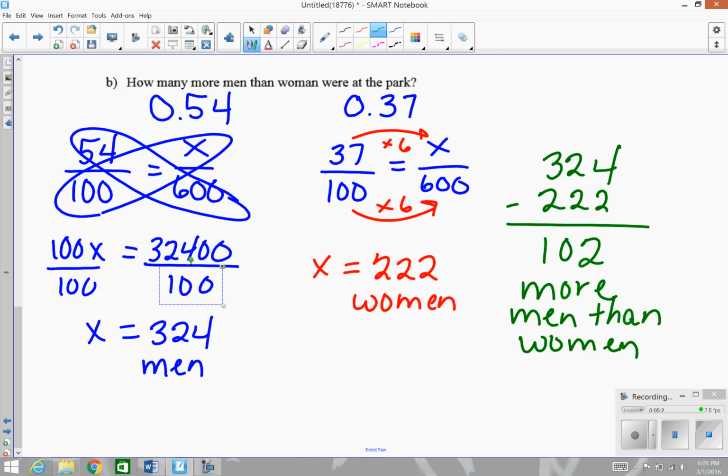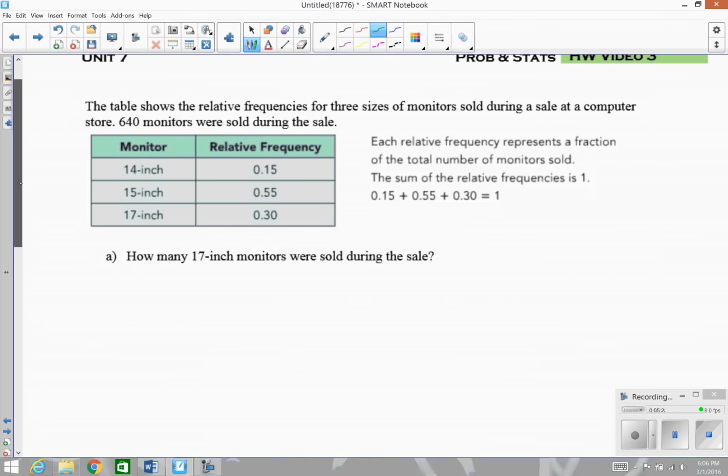Feel free to pause, and when you're all set, flip to the next page. We'll do one more example together. On this page, our example says, the table shows the relative frequencies for 3 sizes of monitors sold during a sale at a computer store. 640 monitors were sold during the sale. So there's your total. And we have our relative frequencies for 14-inch monitors, 15-inch, and 17-inch.